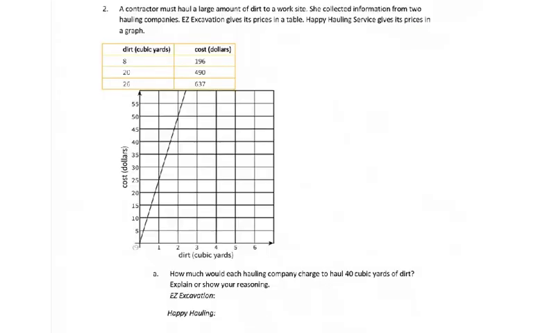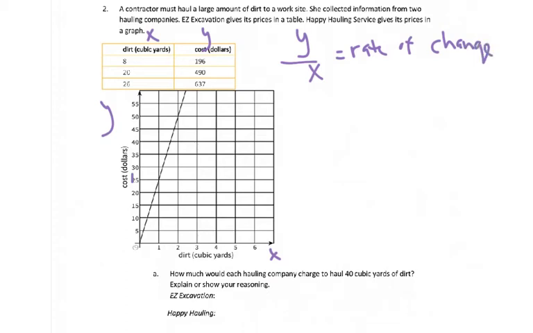Okay, let's look at number 2. Remember, we have x, we have y, dirt is x, cost is y. Y over x equals your rate of change, or constant of proportionality. There's a lot of different ways to describe it, but y over x is what you need to do here.